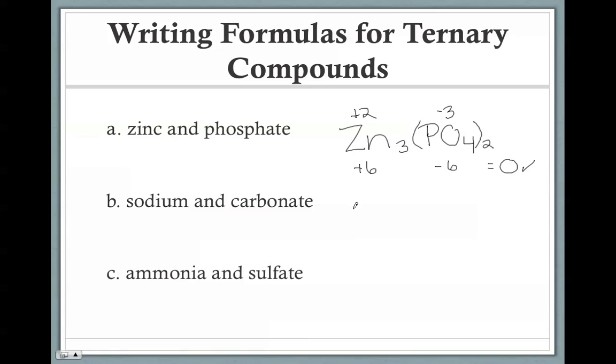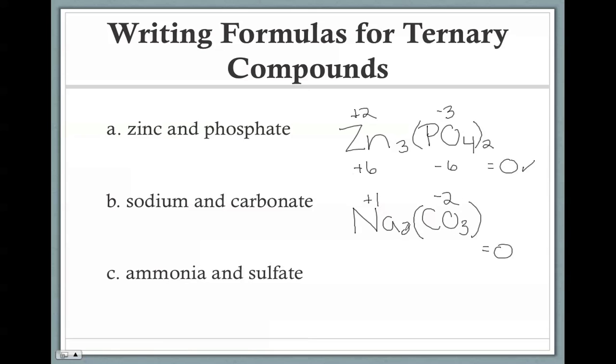Here I have sodium and carbonate. Sodium is Na. Carbonate is CO3. Carbonate's a polyatomic ion, so I'm going to place it in parentheses. Sodium is group 1, so we have +1. Carbonate is negative 2. And again, remember, I want this to equal 0. So I have a +1 and negative 2. So I could double how many sodiums I have to equal the negative 2 that one carbonate has.